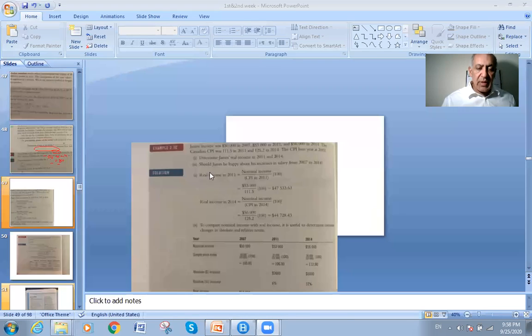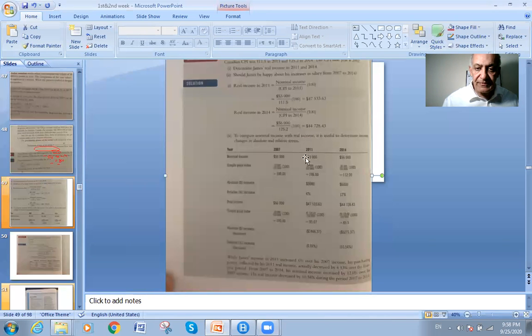Let's go now to another example, which is on page 49, I believe. Yes, on this one. That's the one which we want. Okay. This is about how to change from nominal income into real income. How to change from normal, or nominal, to the real one.